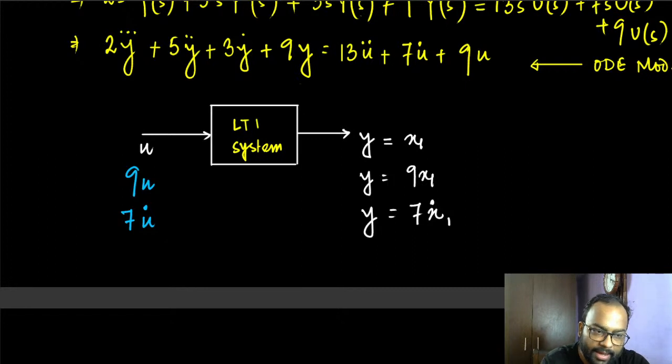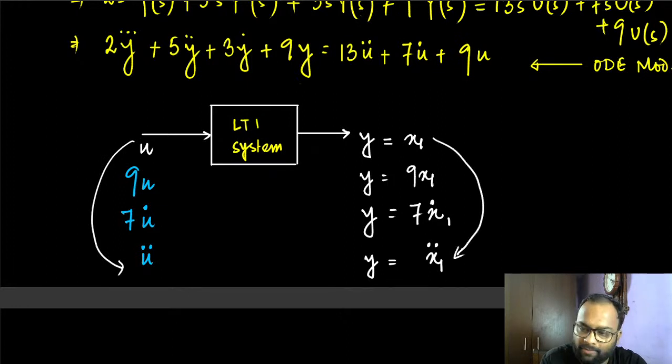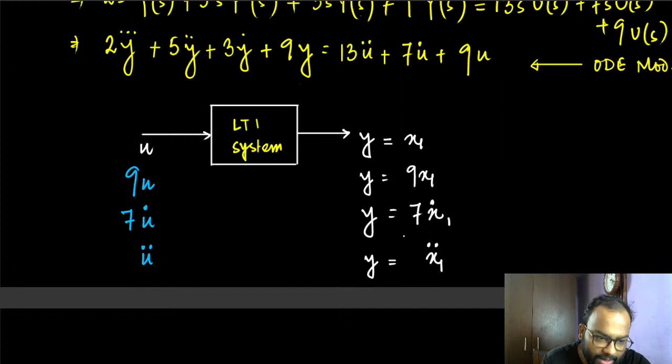All right. In a very similar fashion, if the input is the second derivative of u, u double dot, then the output is also going to be the second derivative of whatever output I had. So it is going to be x1 double dot, right? The output was x1 originally if the input was u. Now if the input is the second derivative of u, look at this, then the output is also going to be the second derivative of whatever I had, right? That's also linearity. Now if it is 13 times as much, like 13 u double dot, then that becomes 13 times as much, right?